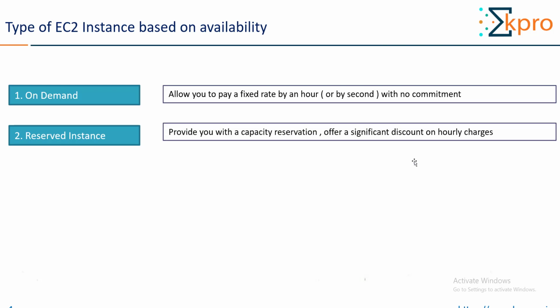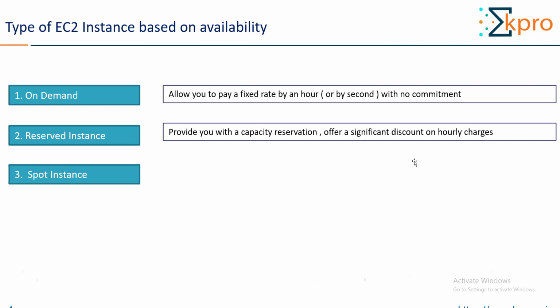So they provide you the capacity reservation, offering a significant discount on hourly charges. The third type, depending upon availability, is spot instance. Spot instance is like, whenever you feel that the availability of the instance will be checked, your work should not get disturbed. Suppose you are doing trading: I'm looking for an instance, but I'm looking for this much price. If any instance price goes down to your value, you can acquire that instance and work on it.